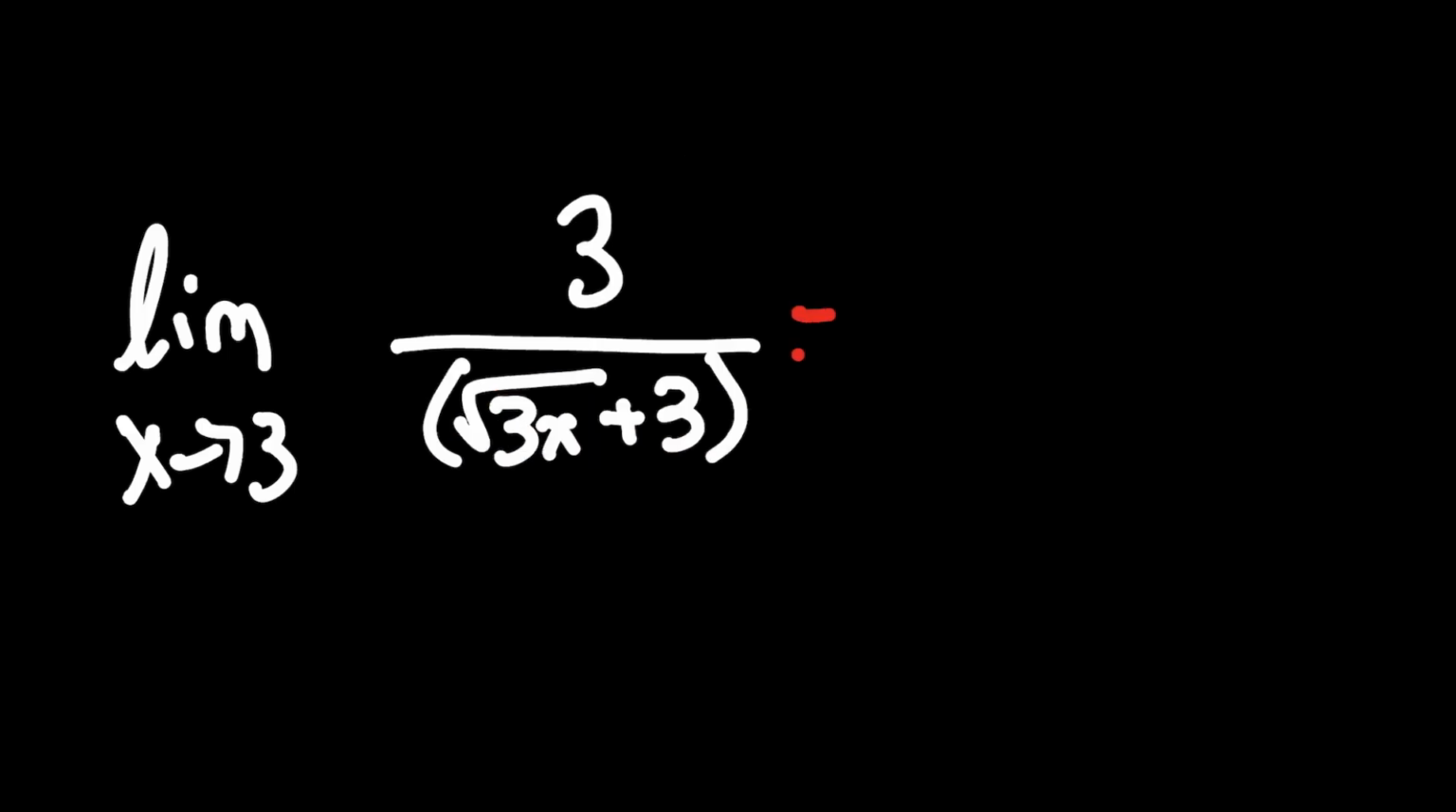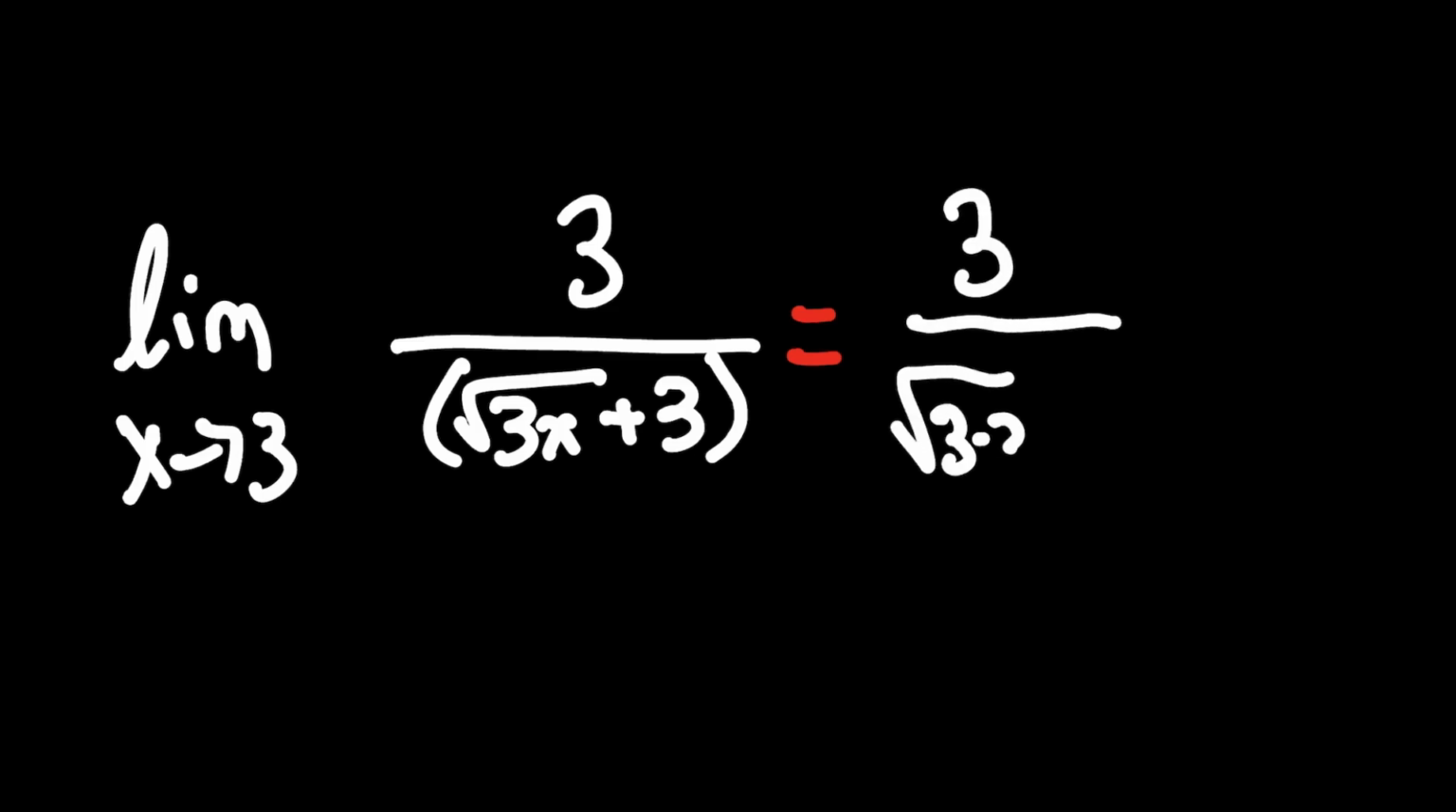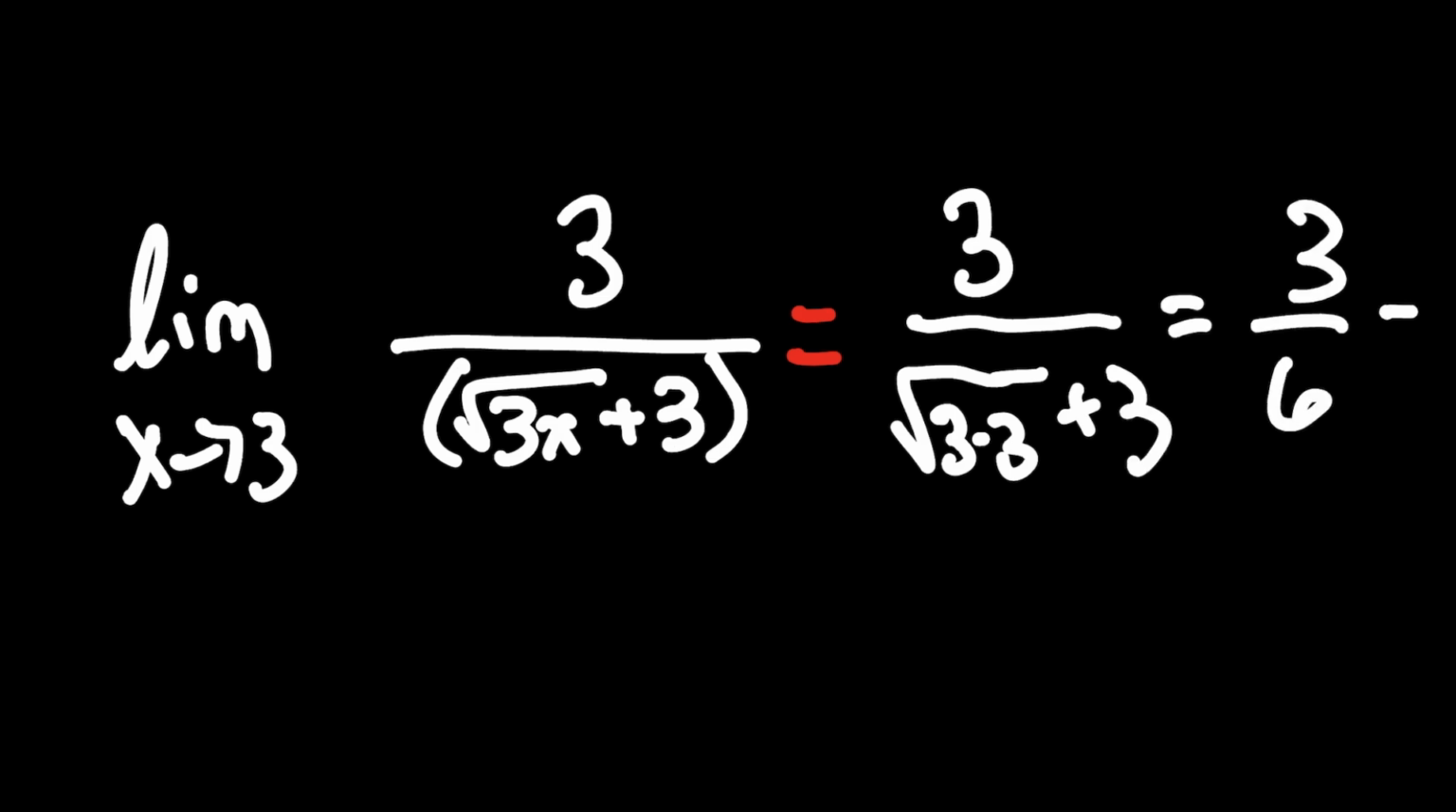All right, now we can use direct substitution. We are going to get 3 on the top, and on the bottom, 3 times square root of 3 times 3 plus 3. This is going to give us 3 over 6, or 1/2.